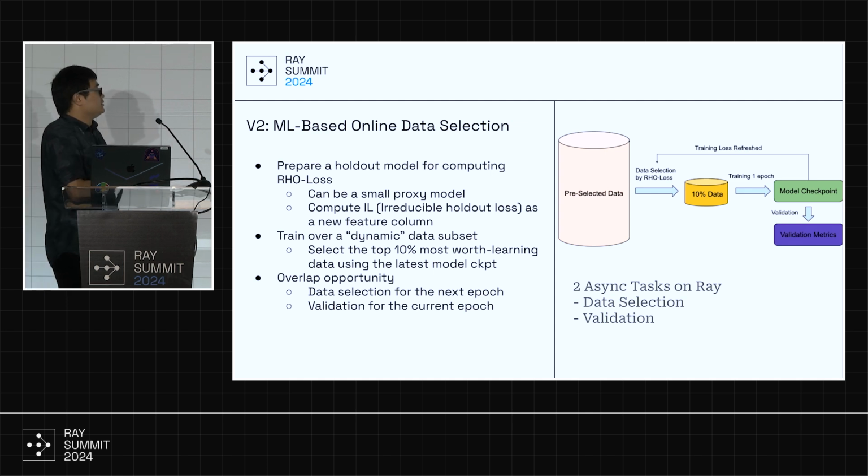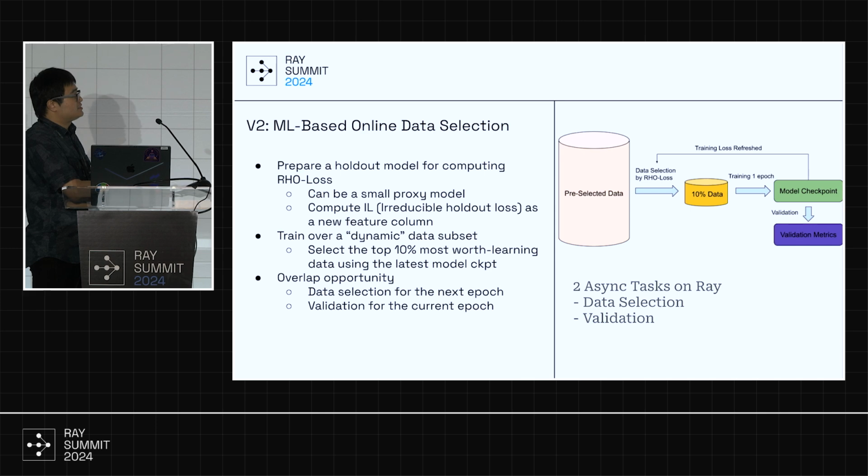And then we need to train over a dynamic data set. How are we going to do that? First, let's say we have pre-selected data. Then we need to compute this kind of metric to measure the learnability. And then we select the top, let's say, 10%. Then we get this small data subset, and we can use it to train one epoch and then produce a new model checkpoint.